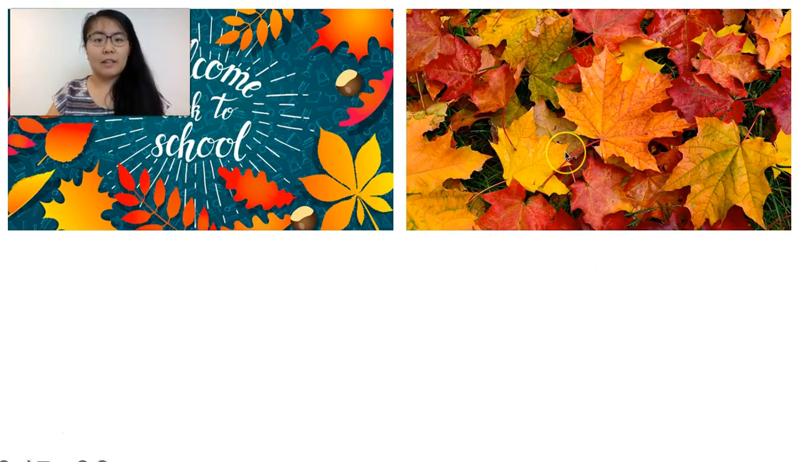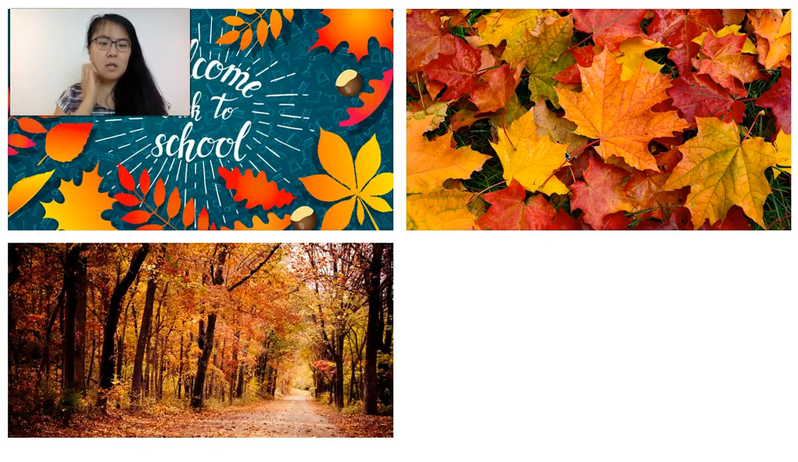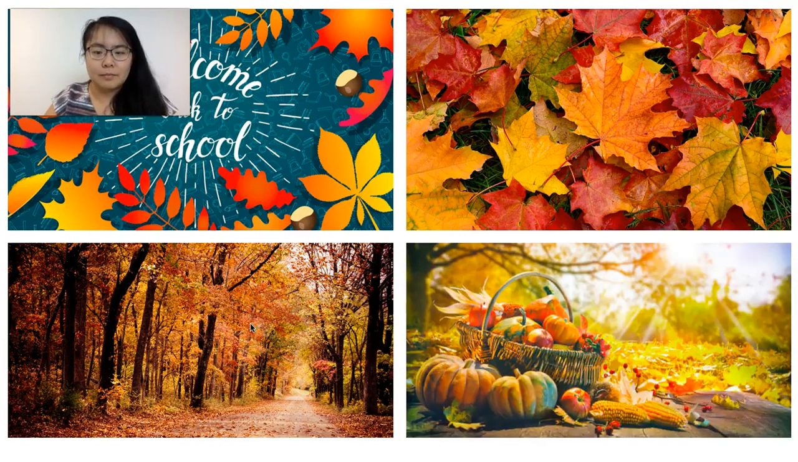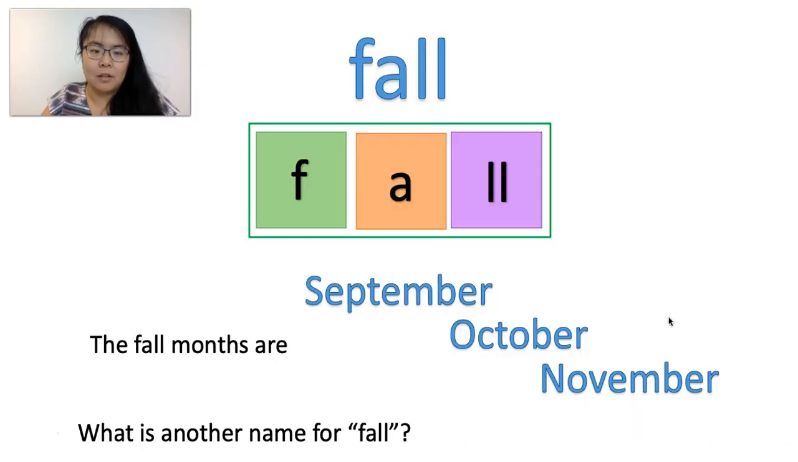So these are leaves. The leaves fall off the trees. Hence, or that is why it's called fall. So this is what the trees look like all together. These are what the leaves look like. And this is what the big trees look like. Fall. And in the fall, all the plants are done growing. This is a harvest. So you can eat what you grew during the summer. Fall. And the fall months are September, October, and November.